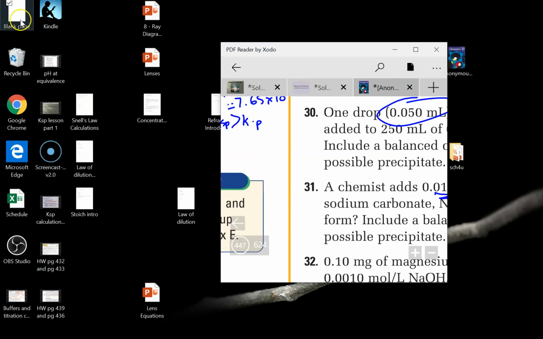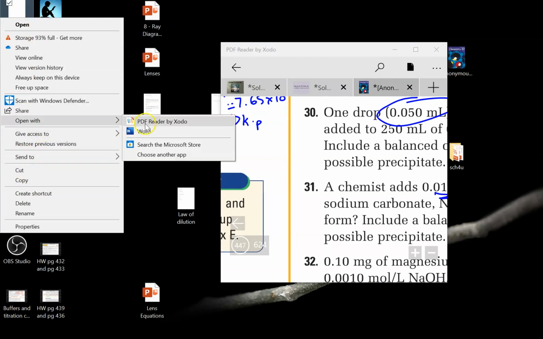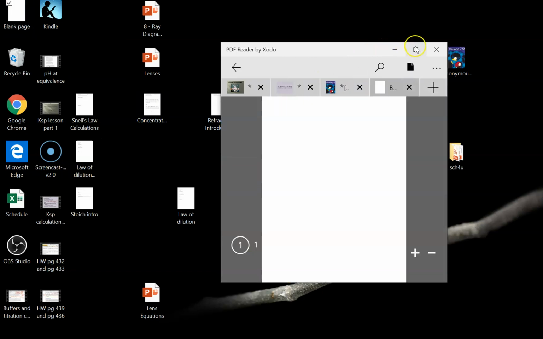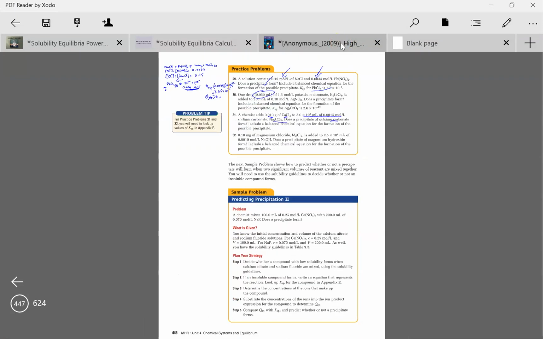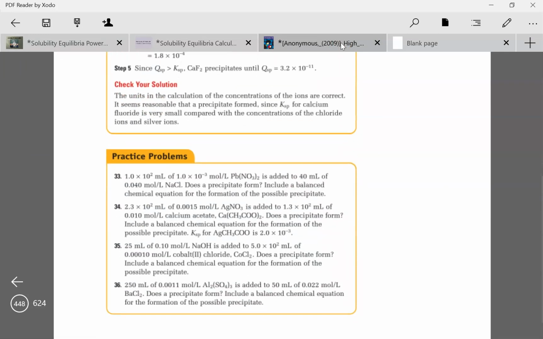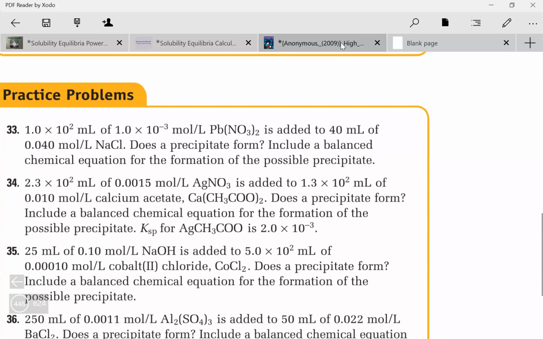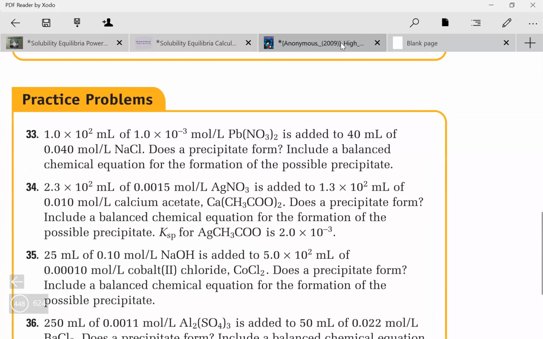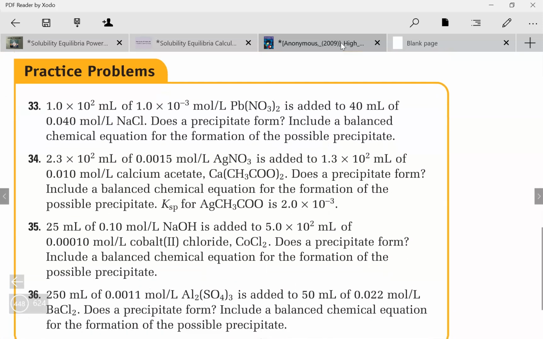Okay, so I will again remove this. I think we have some more questions to do. What page is this? 446. Okay, we're going to do this, I guess, next video, or last 447.